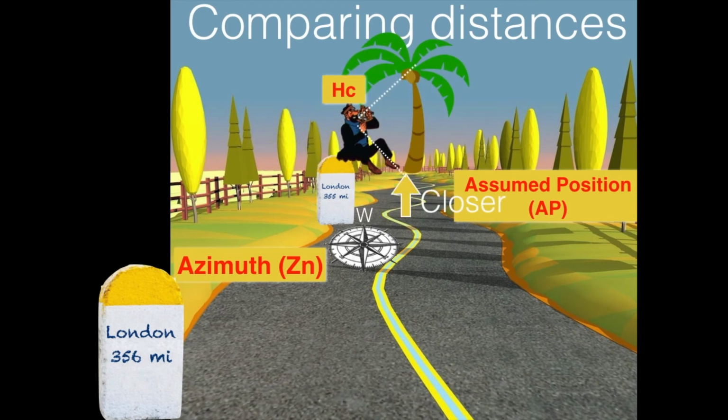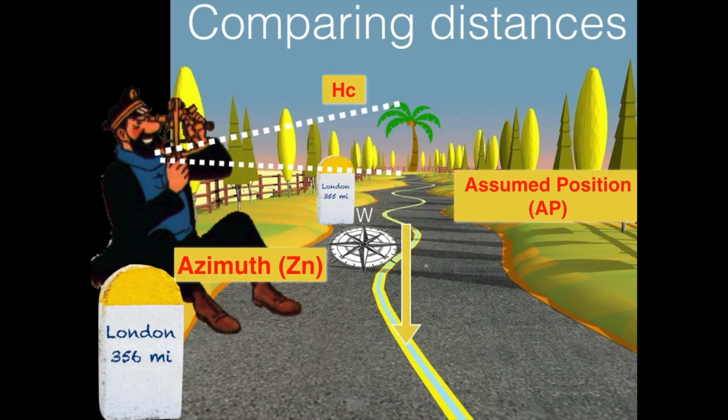If now you see the palm tree somewhat bigger than it is written in the book, so HO, the observed altitude, is higher than the calculated one, HC, in the book, you are closer to the palm tree. And vice versa, if the observed altitude, HO, is smaller than the calculated HC, which is valid for the assumed position, you are further away.